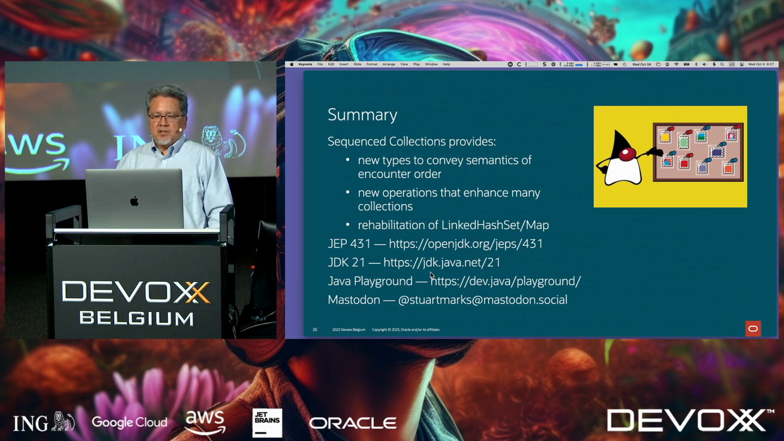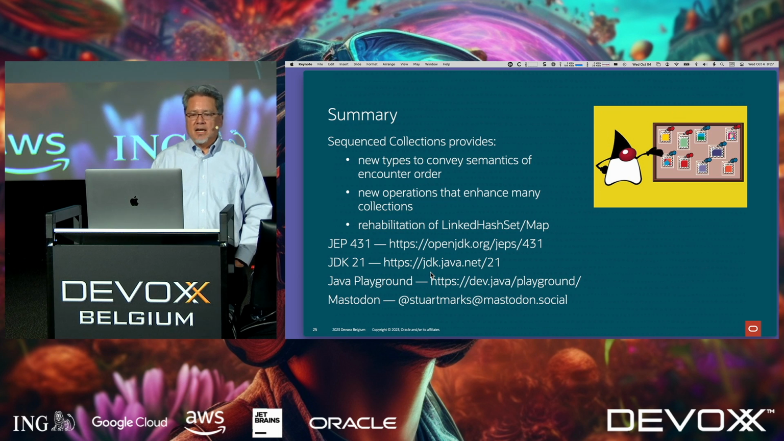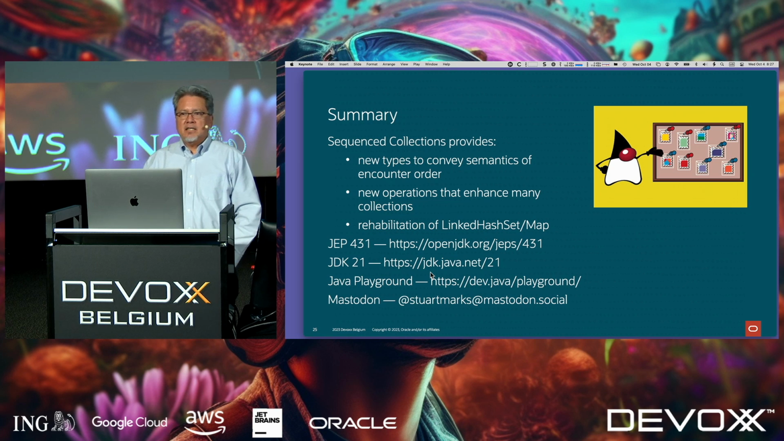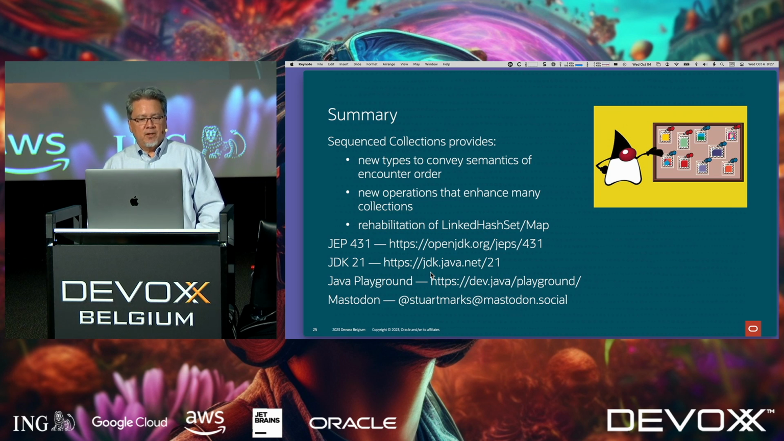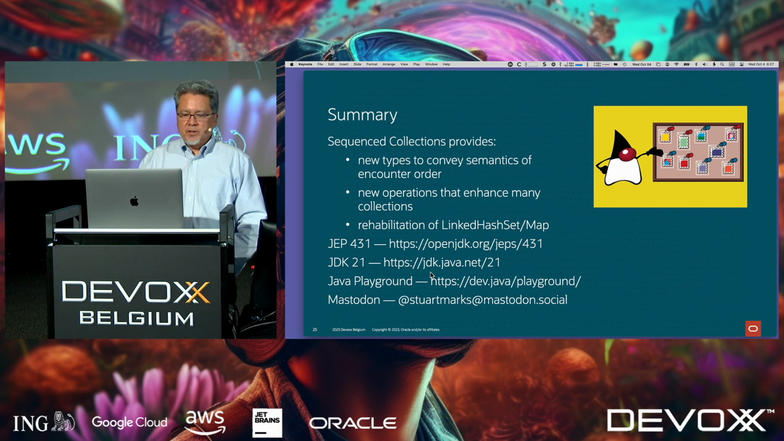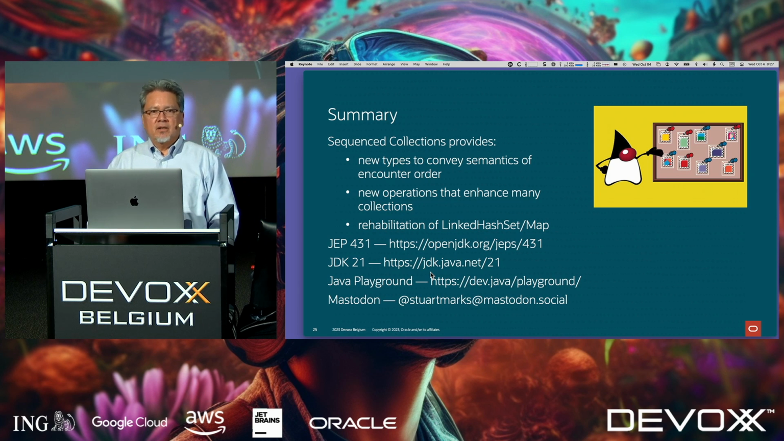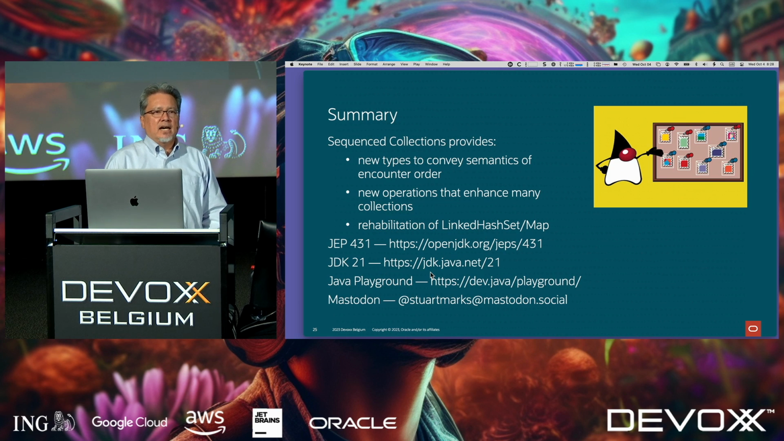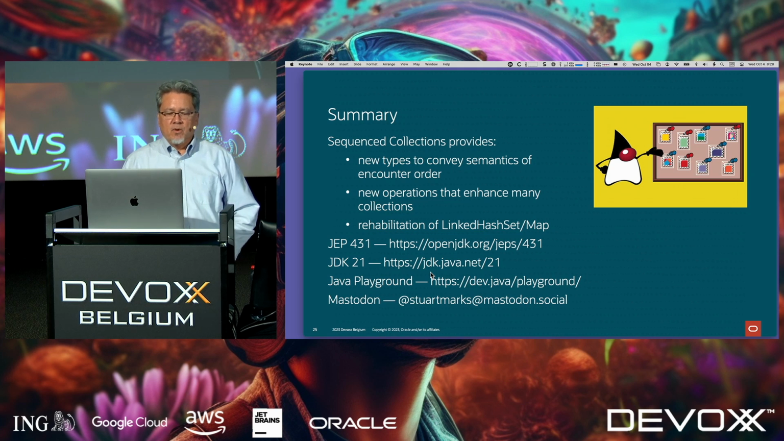For further information, you can look at the JEP that covers this, JEP 431, there's a link. Of course, this is in JDK 21. You can download it from there if you haven't tried it already. Or you can go directly to the Java Playground and start typing this stuff in. That's the interactive website where you can just type Java programs, and that's upgraded to JDK 21.